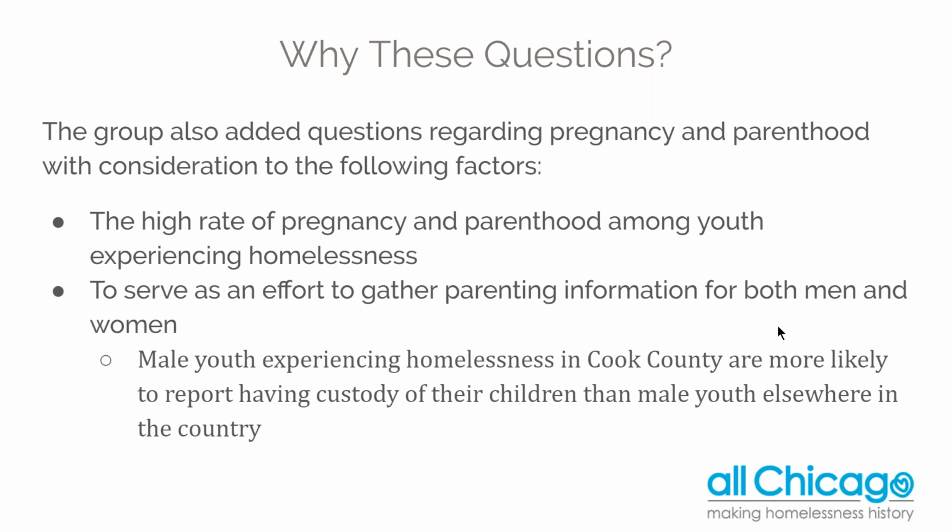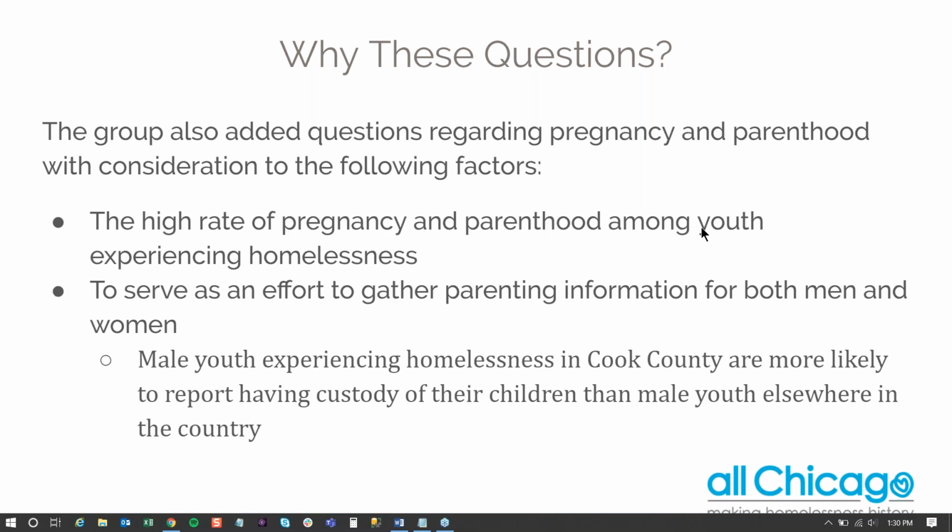Male youth experiencing homelessness in Cook County are more likely to report having custody of children than male youth elsewhere in the country. And that's something that we're not collecting. We're not figuring that out through our system, because the way that we're asking people if they have children or if they're expecting children is really just, are you pregnant? Yes or no. And then if that child is there, they're linked with you in your assessment, and that's pretty much it. So we're being a little bit more intentional on asking these questions about parenthood and about expecting children in the household.